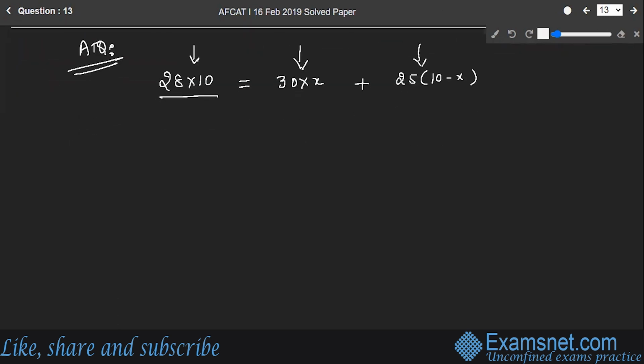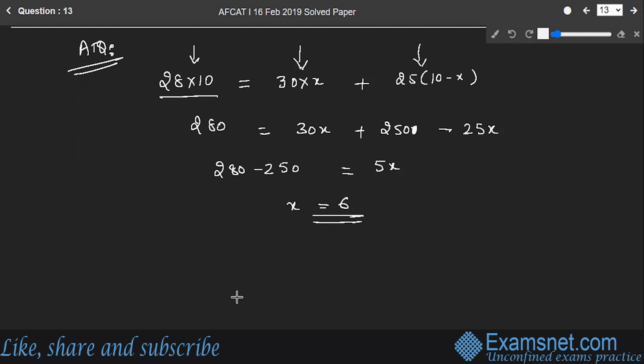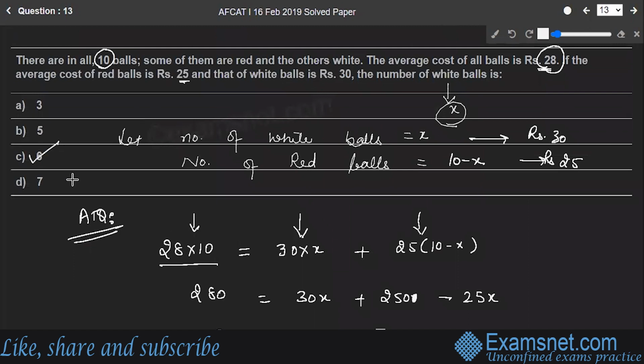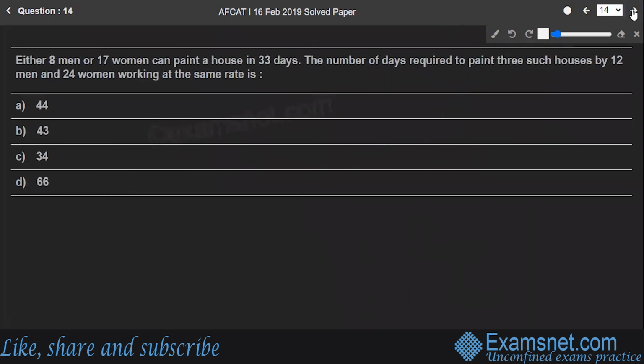Right? Okay, don't need to divide. 280 is equal to 30x plus 250 minus 25x. 280 minus this is equal to 5x. So x will come out to be 30 divided by 5, 6. This is what we had to find out. This was actually equal to the number of white balls we assumed. Right? So here we have option C as the answer. Hope you're clear.